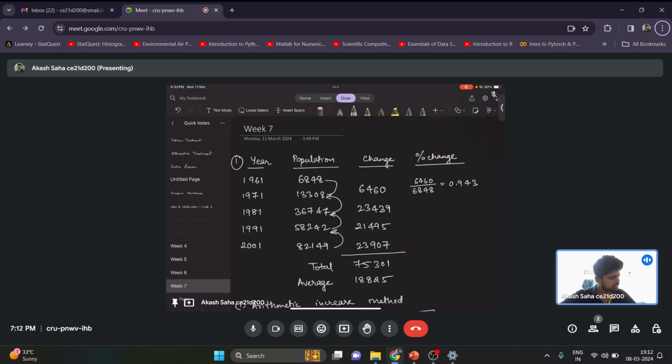Similarly, for the next year, it will be 23439 divided by 13304. So my percentage will be 1.765. So like that, I will find out the percentage change. So please calculate the other two percentage changes by yourself. Try to do this.